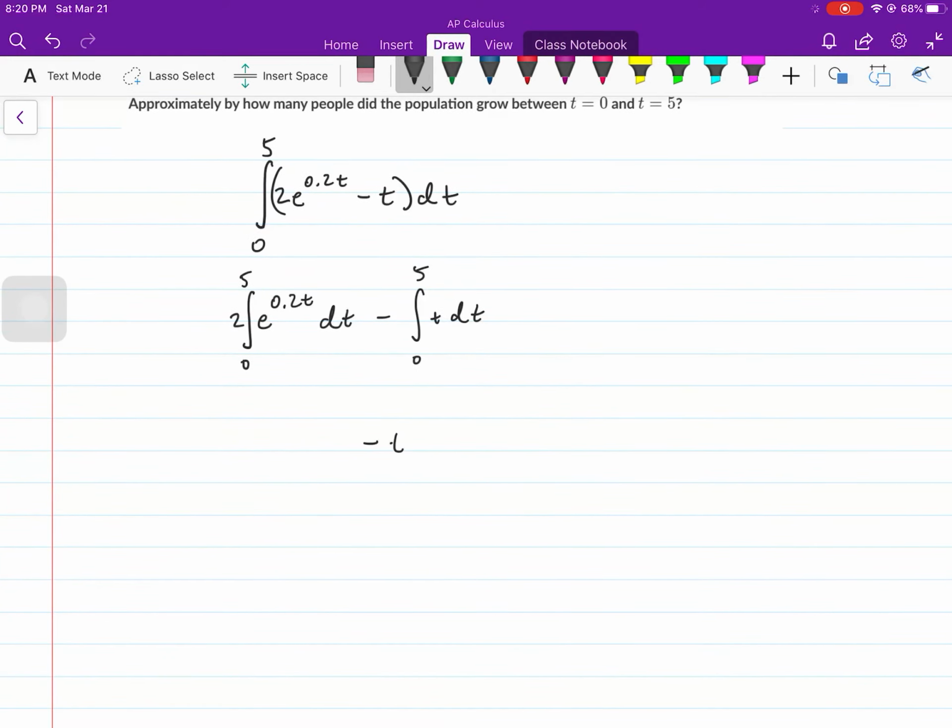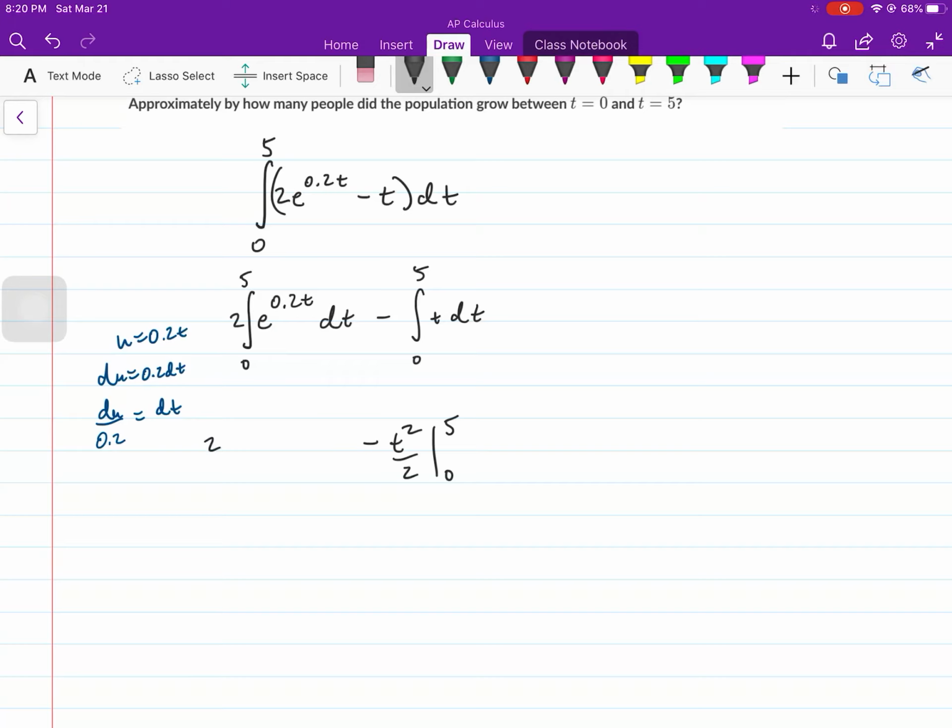And so for this one, we're going to have minus t squared over 2 from 0 to 5. Really simple. We'll deal with that later. But over here, we're going to have to do a u substitution. So we'll have u equals 0.2t, du equals 0.2 dt. So then du over 0.2 is dt.